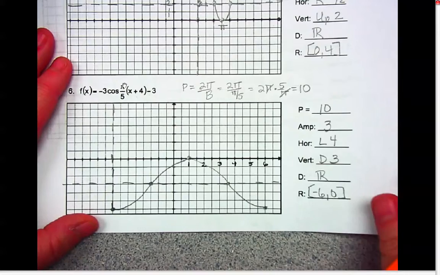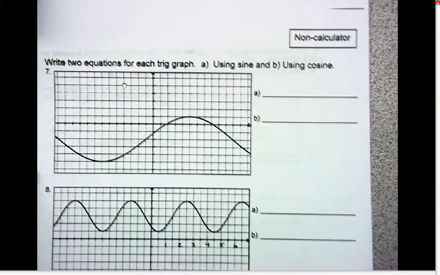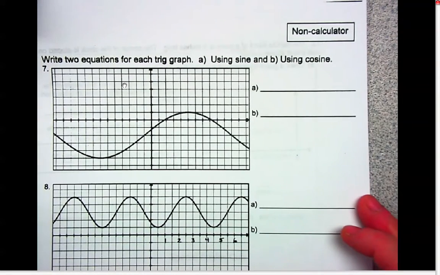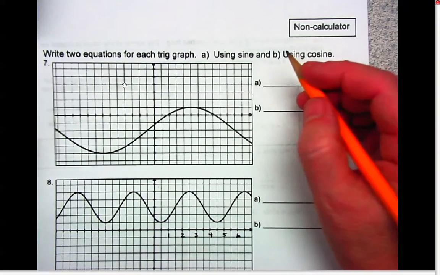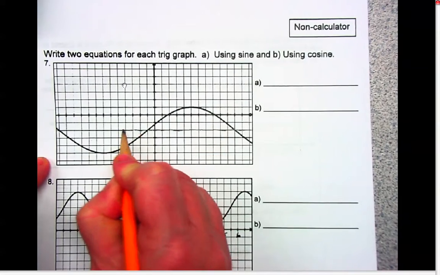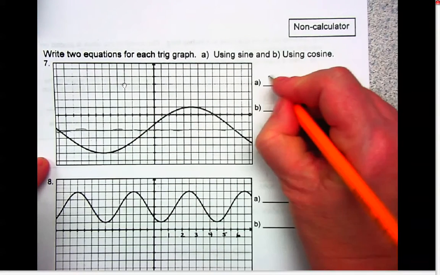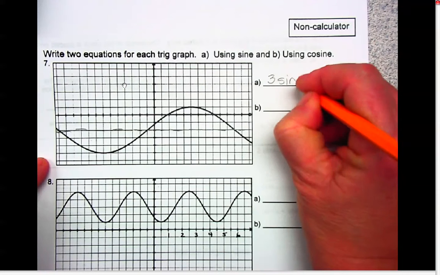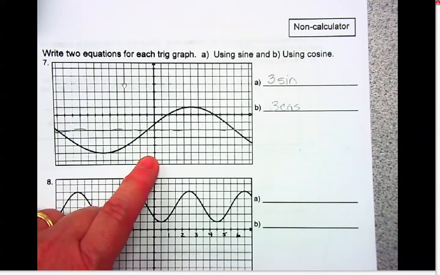Okay, and you can check all these with your key also. Okay, we're going to write these equations. Write two equations for each trig graph, use sine and use cosine. Okay. All right, so let's find the middle so that we can find the amplitude, which is 1, 2, 3. 3 sine, 3 cosine. Now, they may end up being negative. We're going to see here in a second.